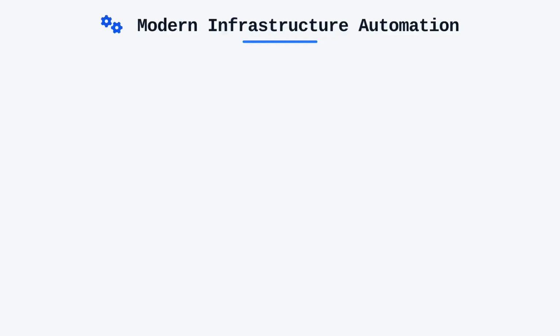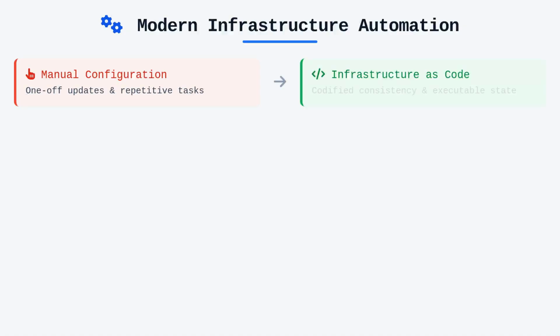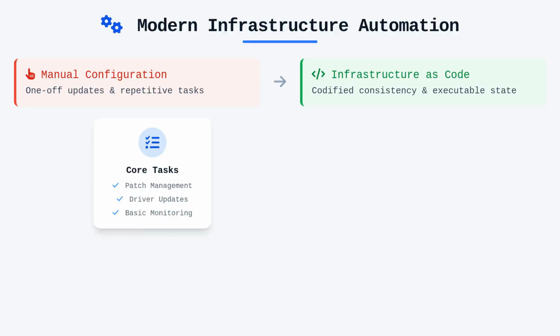Scripting and automation are no longer optional skills. Every modern administrator must possess the ability to codify repetitive tasks. When you move beyond performing one-off updates, you begin to see the infrastructure as code, where manual configuration is replaced by scripts that ensure consistency. Patch management, driver updates, and basic monitoring tasks should be handled by automation cycles that track version control.